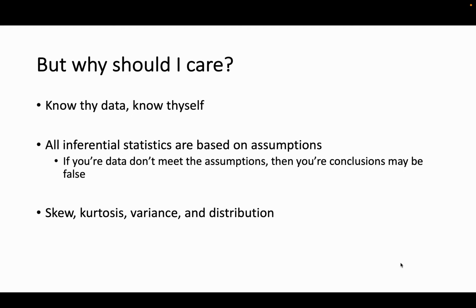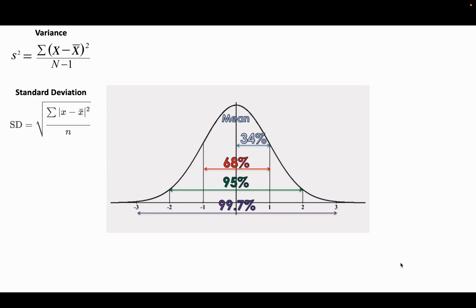This is because inferential statistics are based on some basic assumptions that we'll talk about a little bit later in a future video. So if you don't meet those basic assumptions, then your conclusions about your data may actually be false. And it's important that we meet those assumptions first before we do any sort of analysis. And then it's also important that we recognize that our data may be influenced by the skew, the kurtosis, the variance in the data, and then also the distribution of the data themselves.